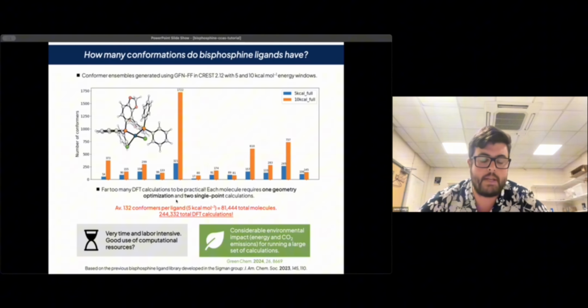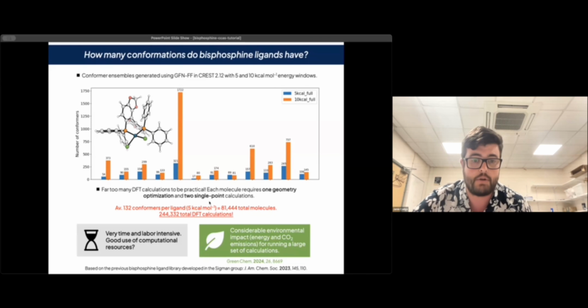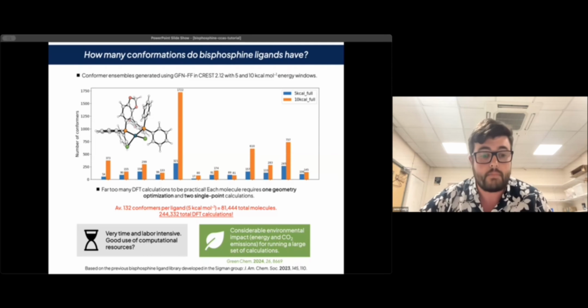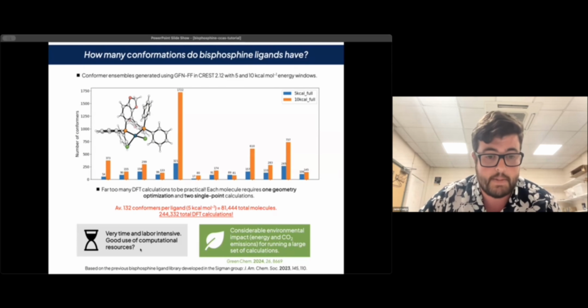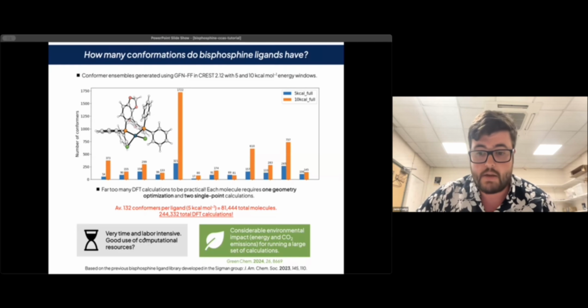And bear in mind, the workflow that we used to calculate the DFT features of these ligands requires one geometry optimization at the DFT level and 2 single point calculations. So this ends up being about 240,000 DFT calculations if we ran through like this. This process is pretty labor intensive and it takes a lot of time. One could argue, is this a particularly good use of computational resources? Also, something which the community doesn't necessarily talk too much about, but running these calculations does have an environmental impact. This process requires energy to calculate these ligands and also produces CO2 emissions as a result.